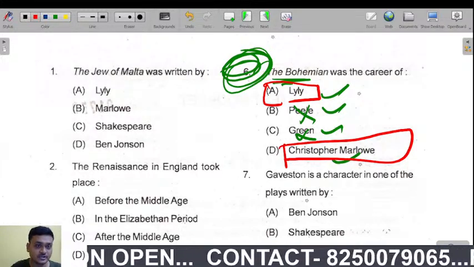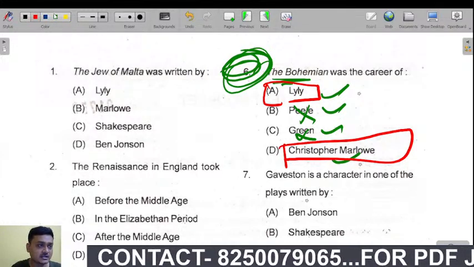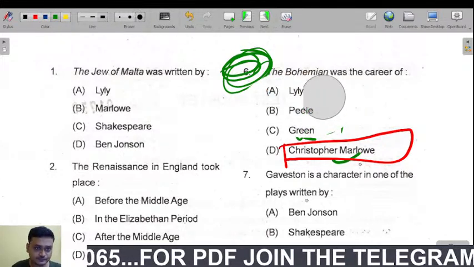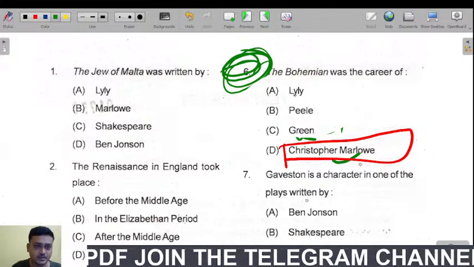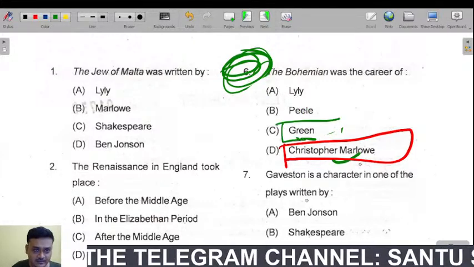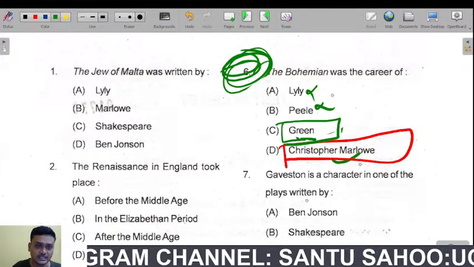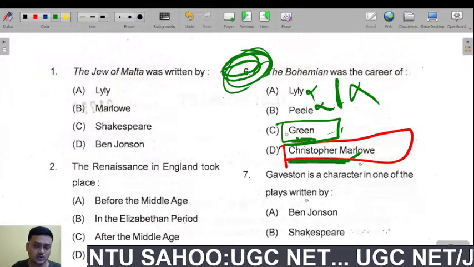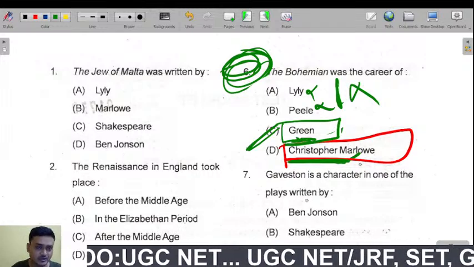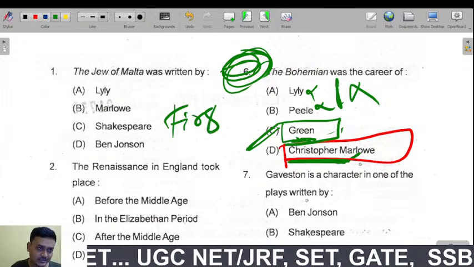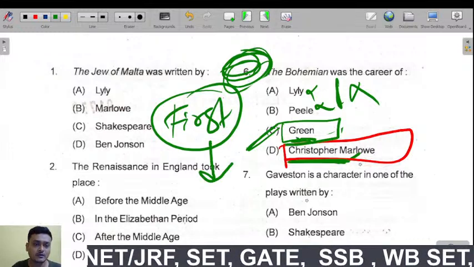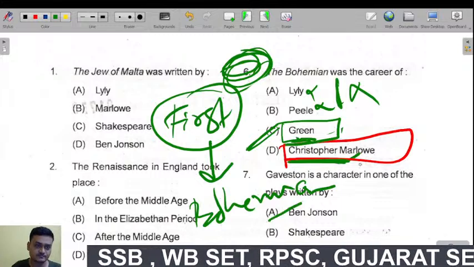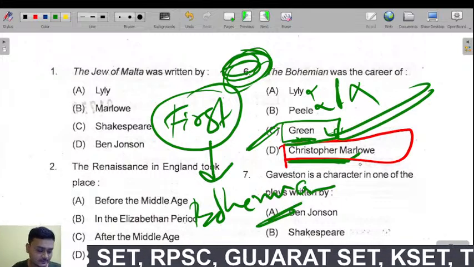No, sorry. It's not Lily. Sorry, I made a mistake here. We have Greene and Christopher Marlowe; Lily and Peel are not it. I think it's Robert Greene, because Robert Greene was the first Bohemian writer. I think it's Robert Greene. Chalo.